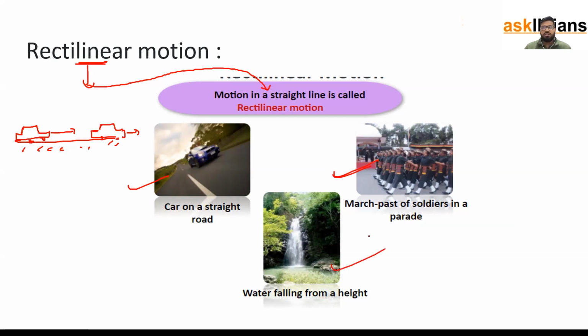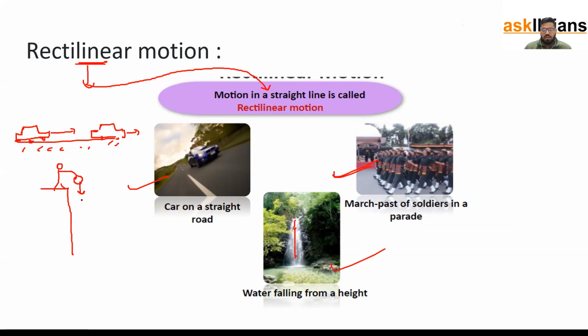Water falling from a height is also moving along a straight line like this. So it is also an example of rectilinear motion. You can also take the example, suppose you are standing on a building, and you have just dropped a ball or a stone from this height.